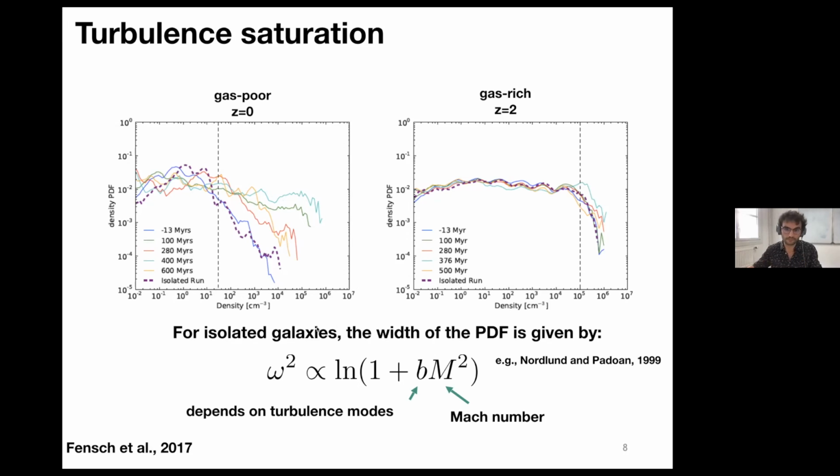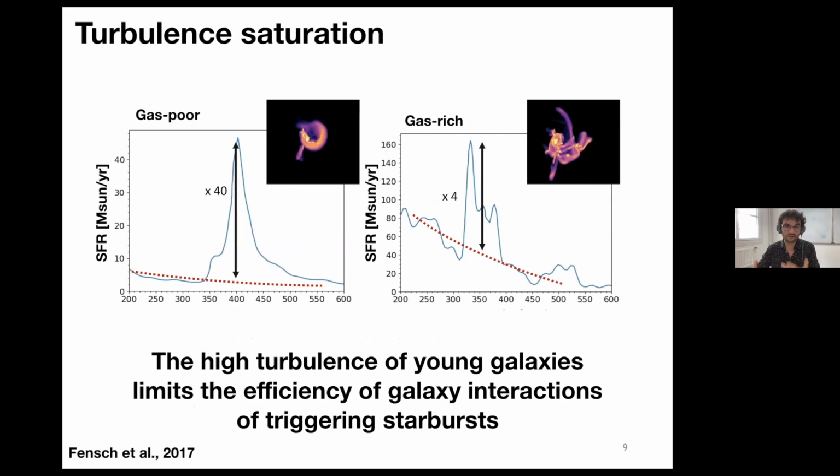The width of the PDF is an increasing function of the Mach number. So if your Mach number is already very high, you cannot increase it by a lot. You're not going to increase the width of your PDF a lot. You will not bring a lot of gas to the high density end, and you will not increase your star formation a lot. And that's exactly what we see in the simulations.